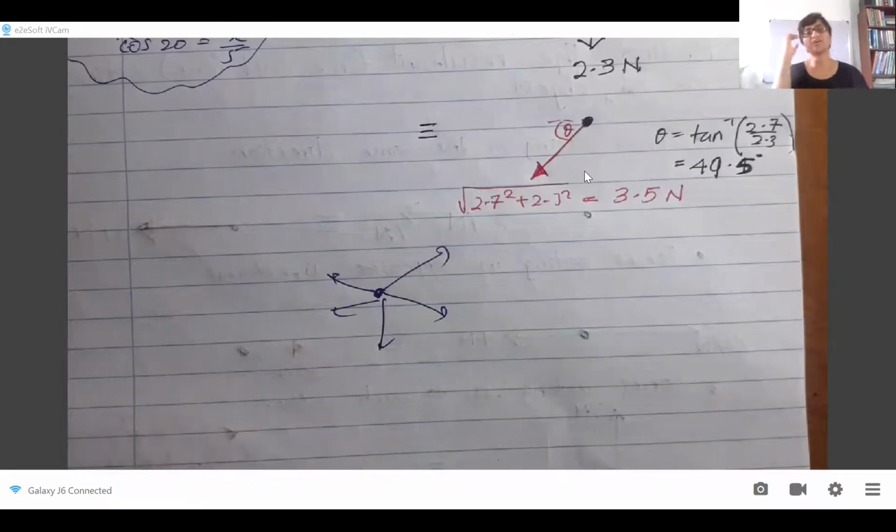Okay. So if you have an object upon which there are several forces acting, but it is at rest, what can you say about the resultant force, the net force? What must it be?